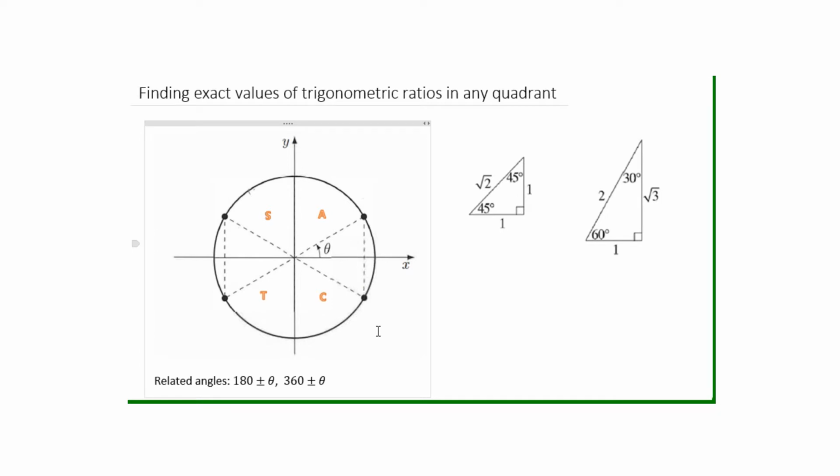Okay, so the related angle that I'm talking about is the angle between the x-axis and the terminal side of the triangle. So on the second quadrant it's going to be 180 minus theta, or here, which is 180 plus theta. On the fourth quadrant it's going to be 360 minus theta, where theta is 30 or 45 or 60 degrees. So let's go through some examples of how we're going to combine these to work out the exact value.